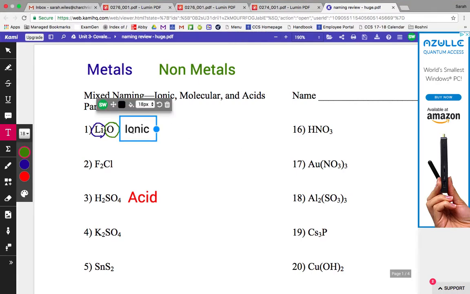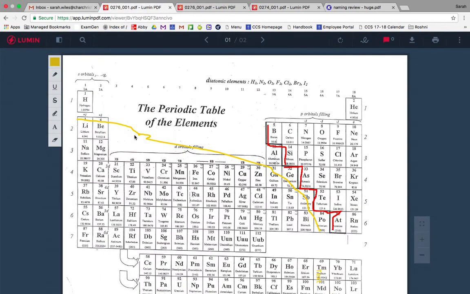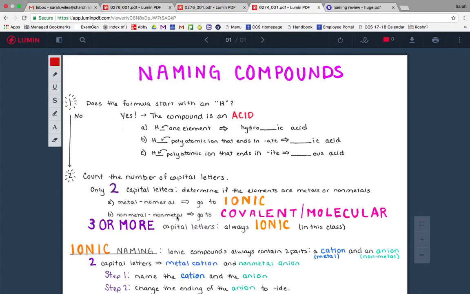Okay, now on to number 2. Number 2, 2 capital letters. You need to get used to seeing Cl together as chlorine and not as C and I. It's not carbon and iodine. It's Cl, chlorine. So there are 2 capital letters. If there are 2 capital letters, the first thing we do is figure out if they are metals or nonmetals, which means you pull out your periodic table. F is to the right of the staircase, that's a nonmetal. Cl is to the right of the staircase, that's a nonmetal. On your notes, nonmetal is covalent.